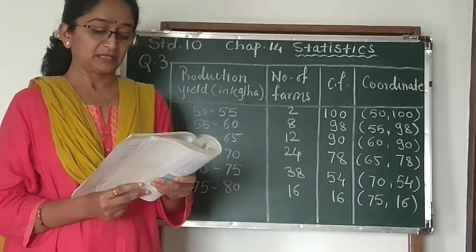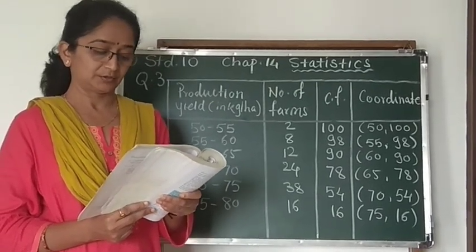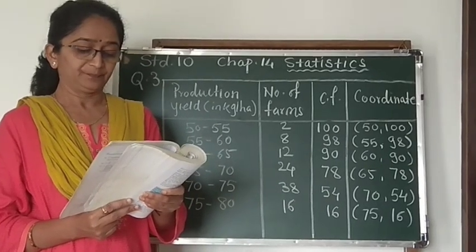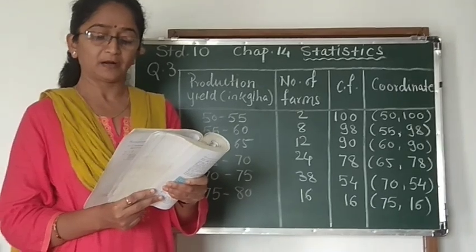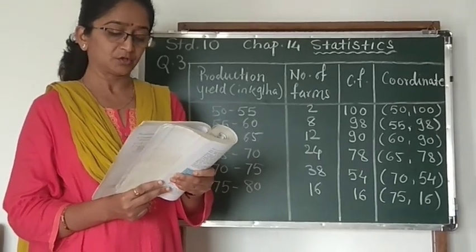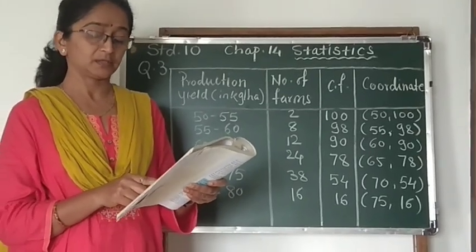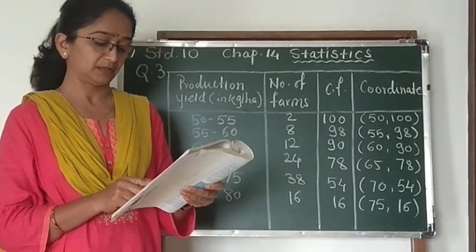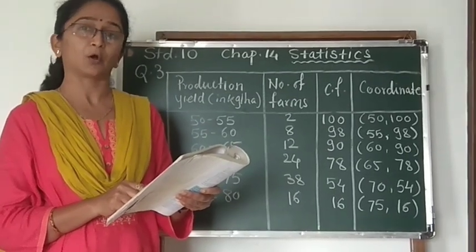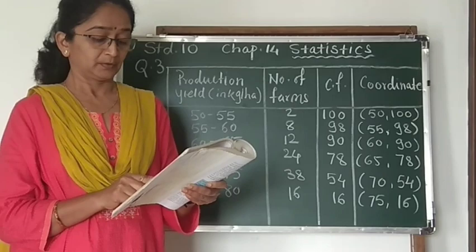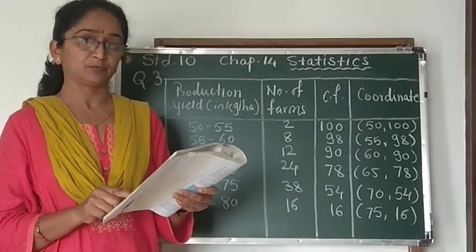Now I am going to explain question number 3. Question number 2 I will explain after this question. Question number 3 is, the following table gives production yield per hectare of wheat of 100 farms of a village. Production yield in the form of class intervals is given here, and the number of farms, that is the corresponding frequencies, are given here. Change the distribution to a more than type distribution and draw its ogive.